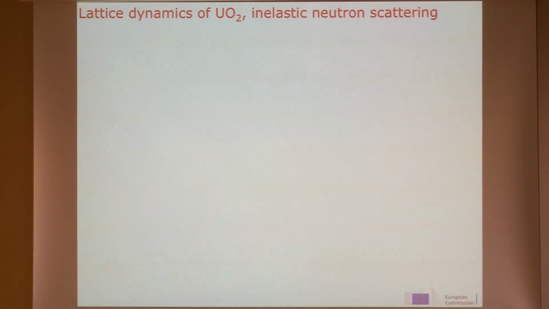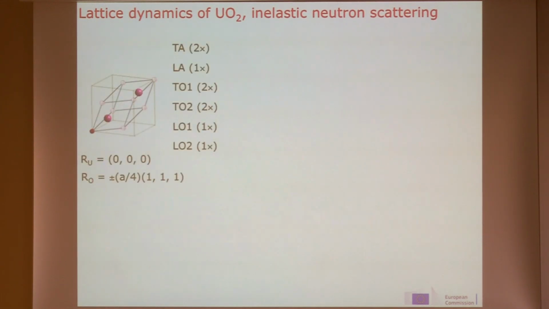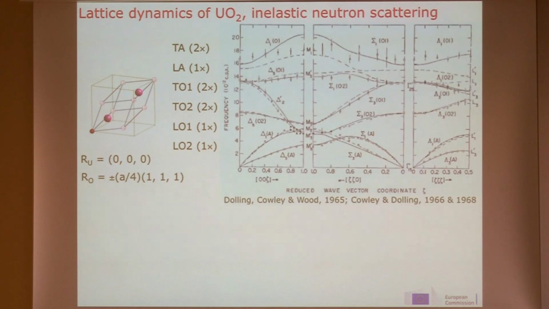Well, the lattice dynamics of UO2 was also investigated by inelastic neutron scattering in the early days. You have 3 atoms in the unit cell, the uranium and the 2 oxygens, so you have 9 phonon branches. These were measured by Dolling, Cowley and Woods, and by Cowley and Dolling between 65 and 68 at Brookhaven, using the triple axis spectrometer that Brockhouse had invented a few years before, and that gained him the Nobel Prize in physics. So the phonons were studied, and everything seems okay, very nice.